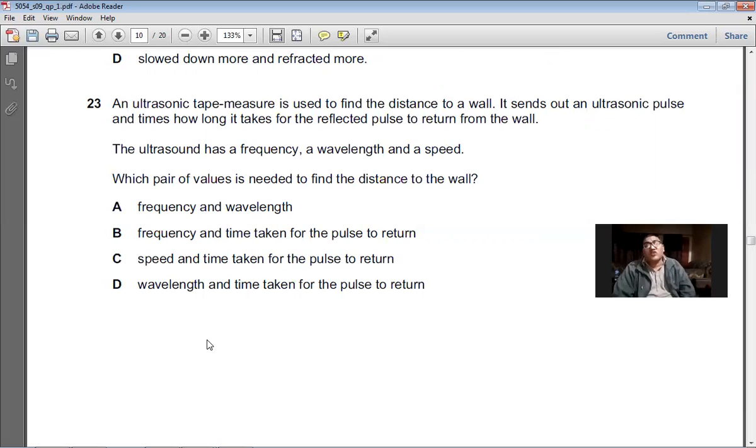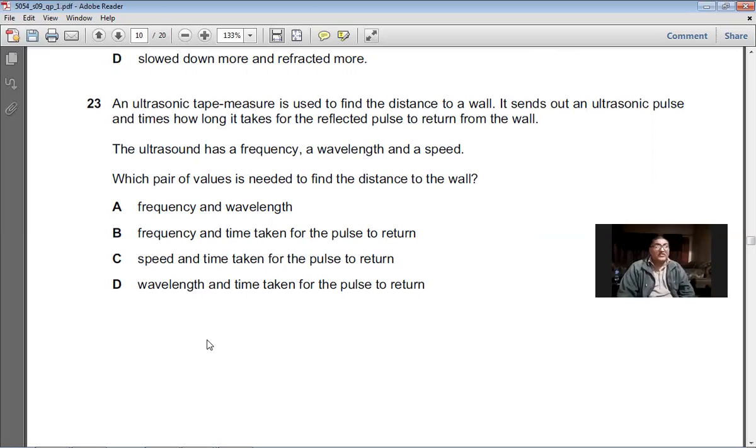An ultrasonic tape measure is used to find the distance to a wall. It sends out an ultrasonic pulse and times how long it takes for the reflected pulse to return from the wall. The ultrasound has a frequency, a wavelength, and a speed. Which pair of values is needed to find the distance to the wall? Frequency and the wavelength, no. Frequency and the time taken for the pulse to return. Speed and time taken for the pulse to return.